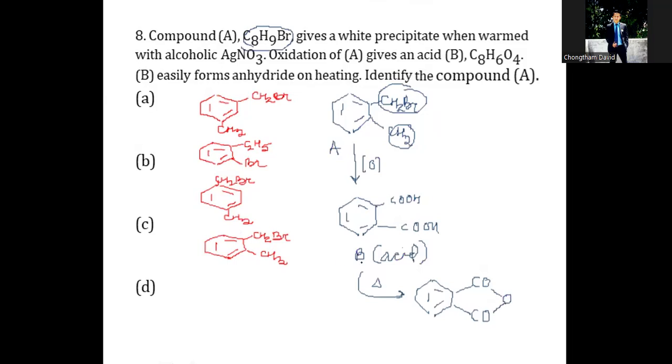So the formula of A, right? The question is asking not B, it is asking A. The formula of A will be, yeah, this one, right? You refer to these two structures, whether they're in agreement. So the correct answer will be option D.